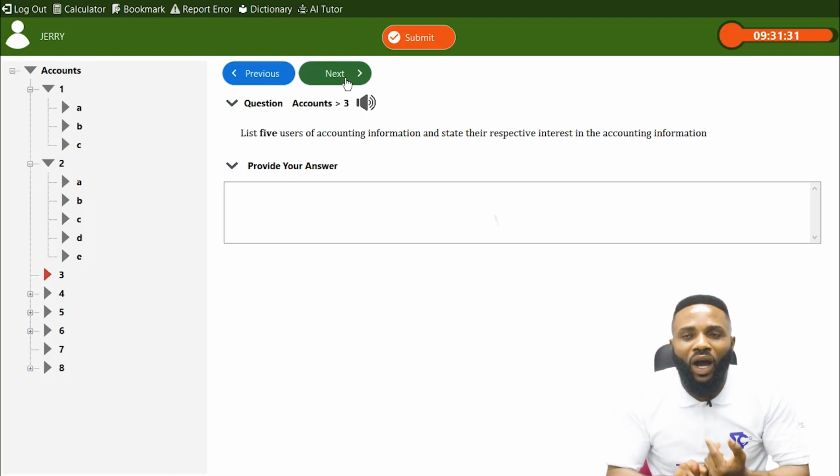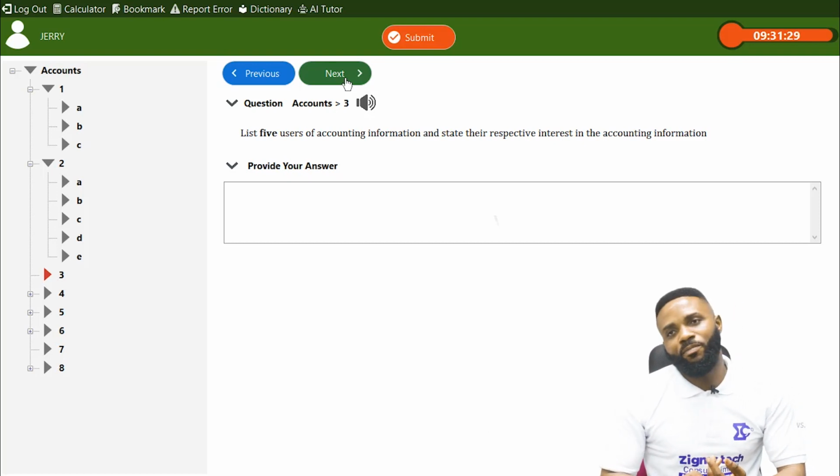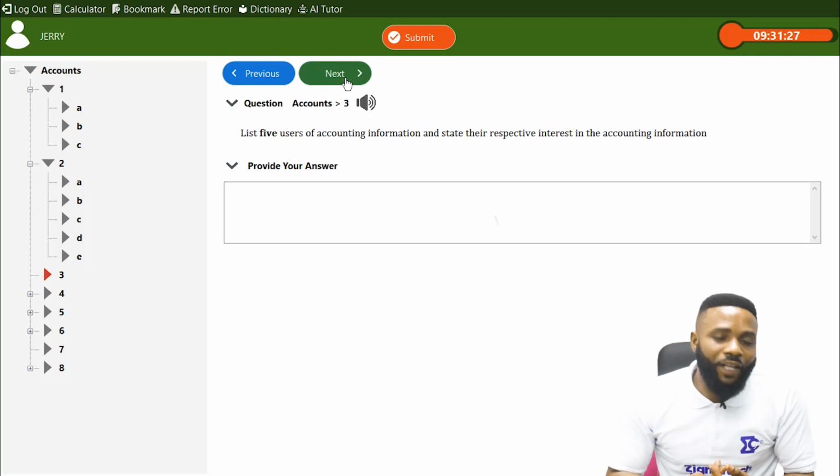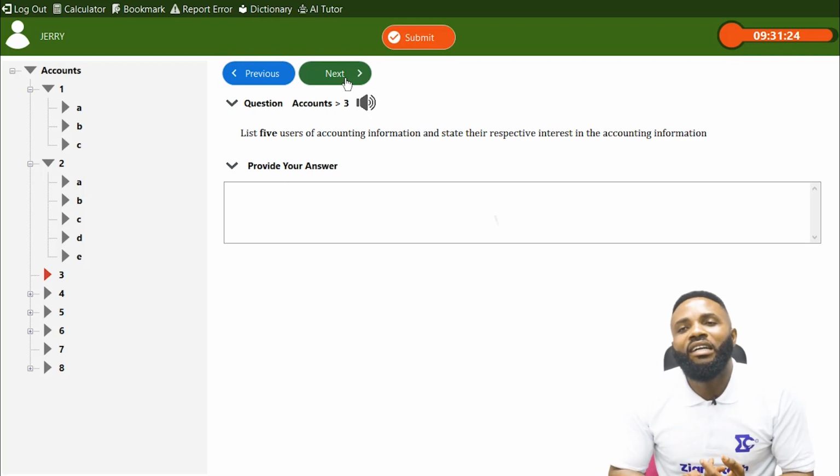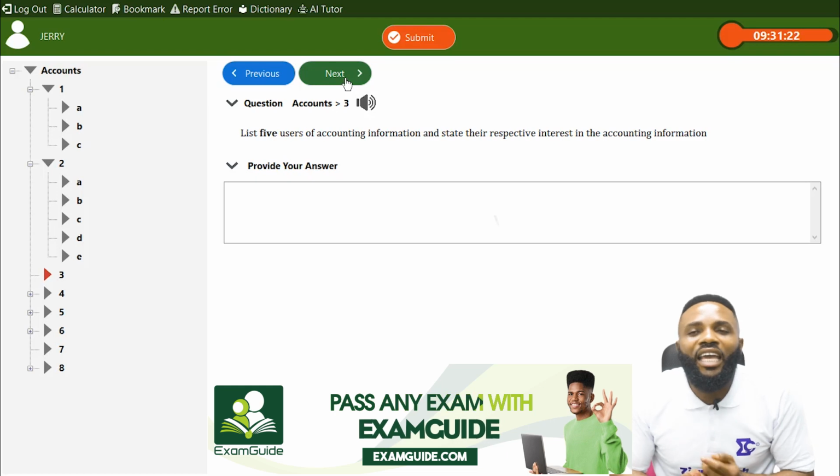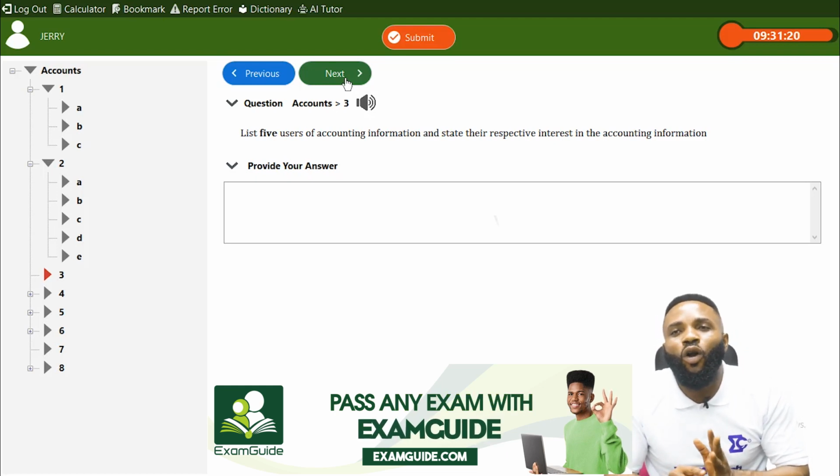Let me start with number 1. Number 1 is management or managers. The very first set of persons that are interested in accounting information are called management.